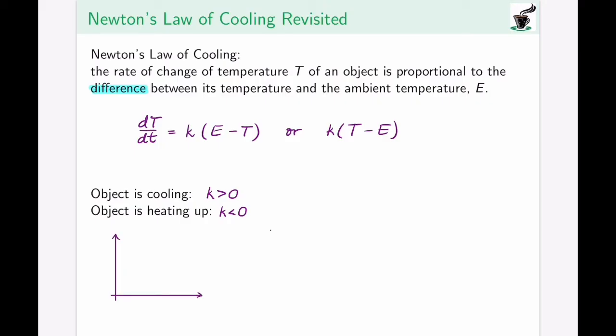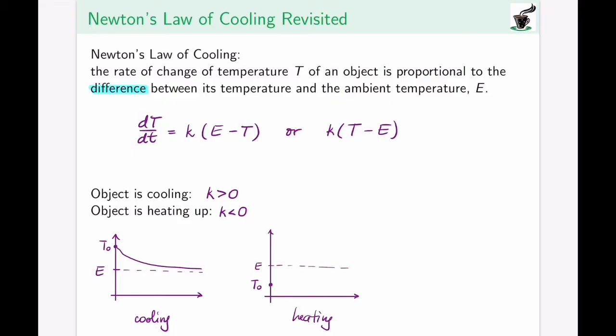So let's sketch two quick graphs of both of those scenarios. If my object is cooling down, that means that it is starting at some initial temperature T naught that is above the eventual ambient temperature, and its temperature is reaching the ambient temperature slowly this way. If my object is heating up, that means that it's starting at the temperature that is below the ambient temperature E and is reaching that temperature slowly.